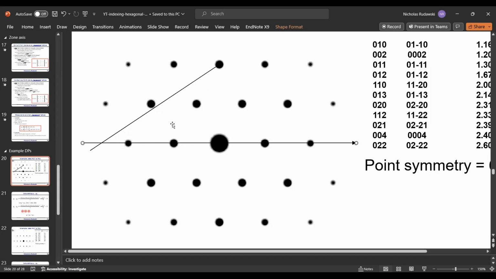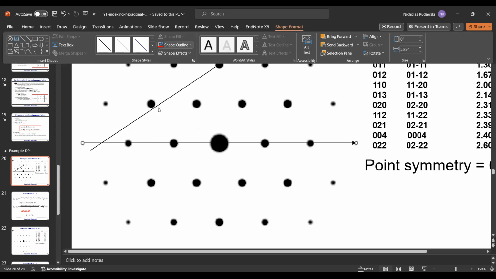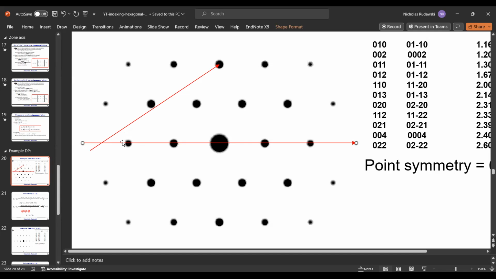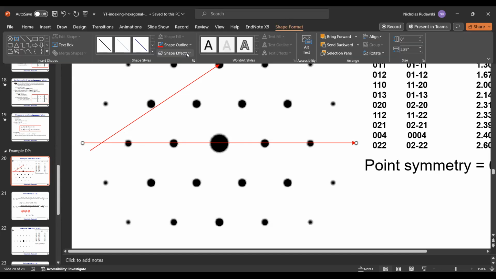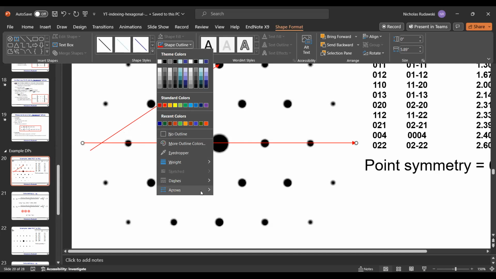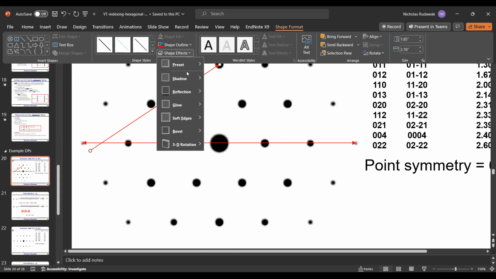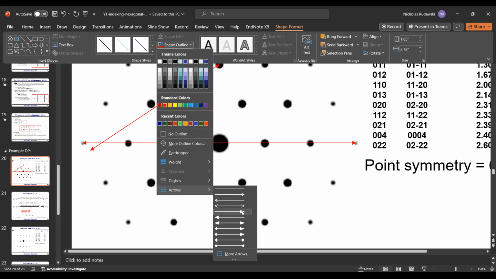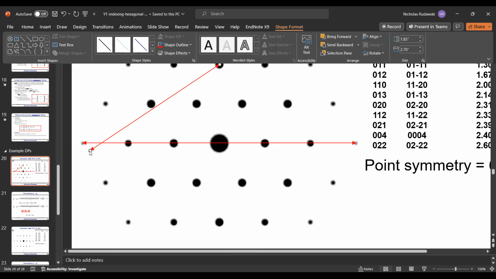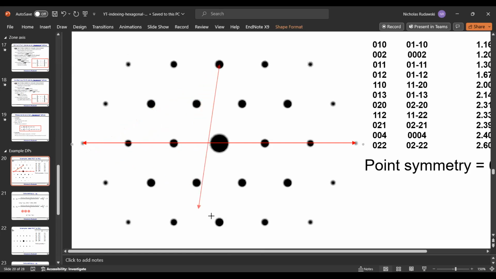Let me make these a different color. Easier to see. Red. Okay. There we go. All right, and then let me make the ending of these the same. Arrows. There we go. Okay, so now I only have 2 increments for this guy.